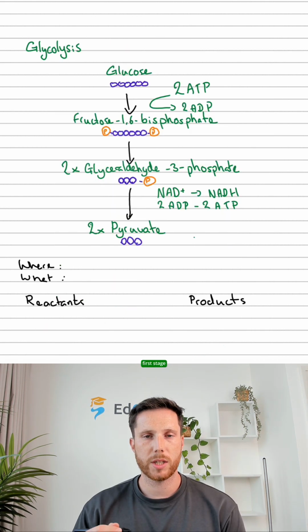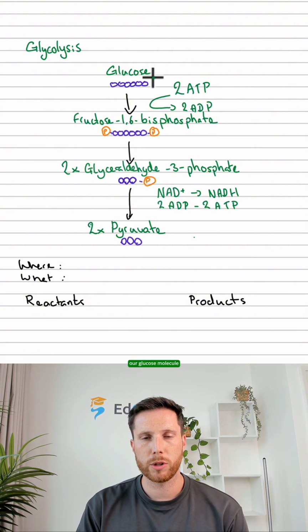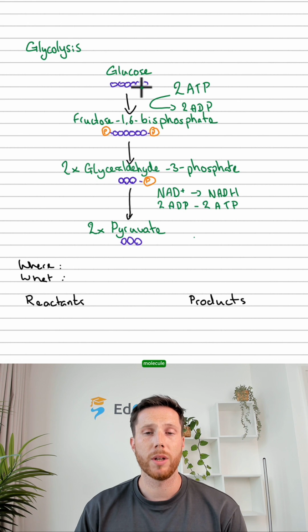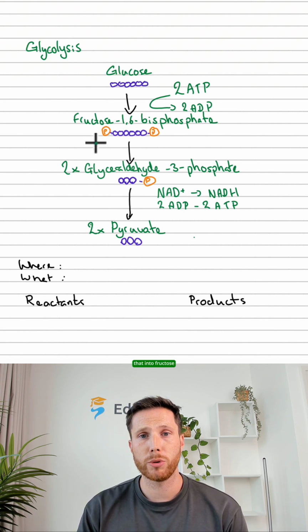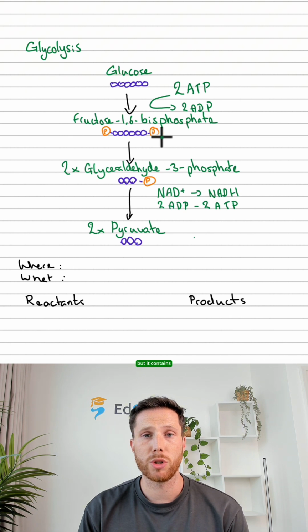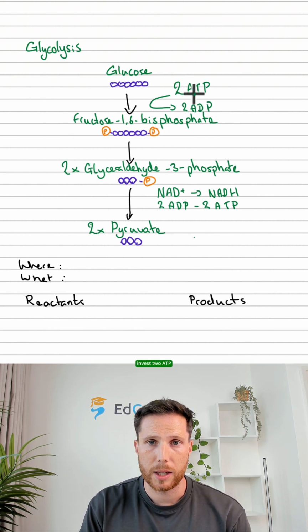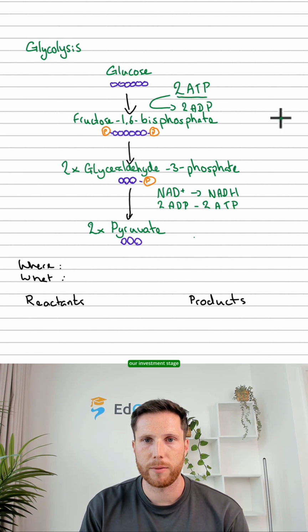Okay, so our first stage is glycolysis, which of course happens in both aerobic and anaerobic respiration. So what we're going to do is take our glucose molecule, which is a 6-carbon molecule, and start by converting that into fructose 1,6-biphosphate, which is again a 6-carbon molecule, but it contains 2 phosphate atoms. And when we do this, we invest 2 ATP, and we're going to create 2 ADP from that. So this is our investment stage.